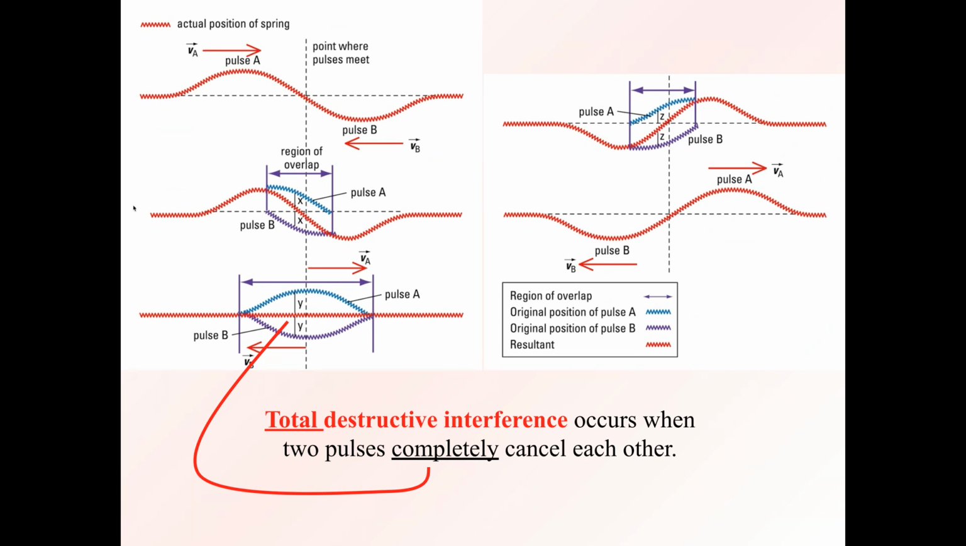Total destructive interference occurs when two pulses completely cancel each other out. In this case, pulse A and pulse B have the same amplitude, equal and opposite. As they meet in the middle here, they cancel each other out. And then as it goes on, they continue, A will be above, B will be below.